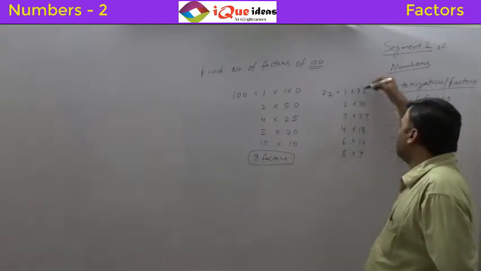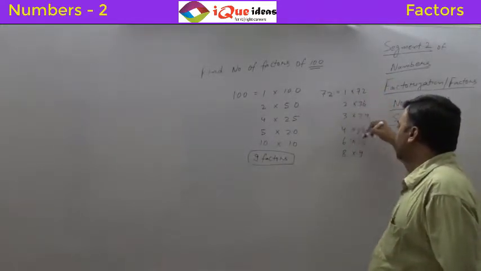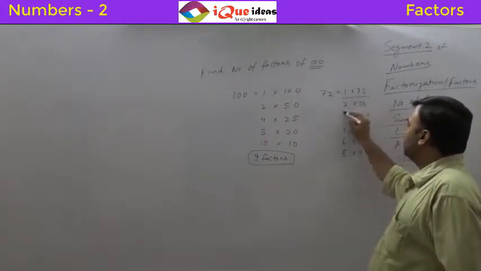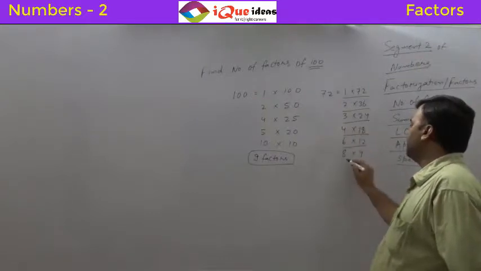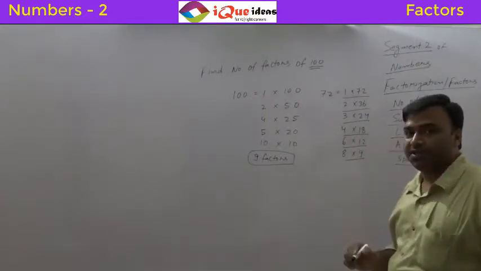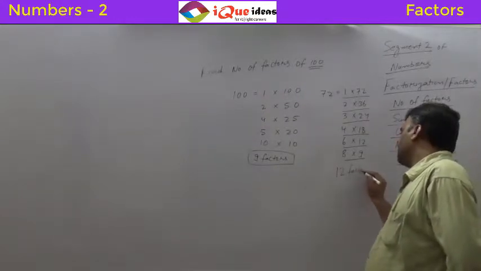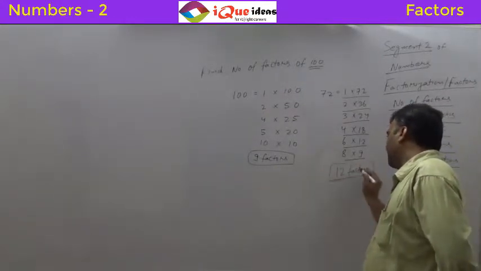Okay, so total how many factors? 1, 2, 3, 4, 5, 6, 7, 8, 9, 10, 11, 12. Or you can also do it like this, how many pairs? So 1, 2, 3, 4, 5, 6. 6 pairs, and in each pair there are 2 factors. So total 12 factors. Once again, the number is very small, so we could actually count the number of factors.